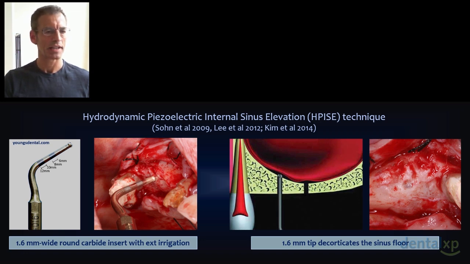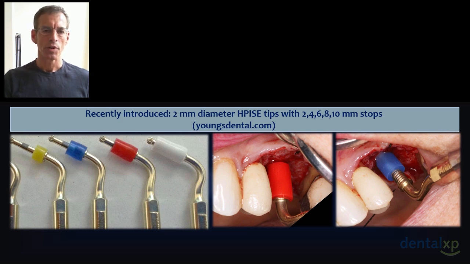And this was first reported by D.S. San, and there is a 1.6 millimeter carbide tip which cuts faster than a diamond tip that will decorticate the sinus floor. Recently introduced are these 2 millimeter tips with stops at 2, 4, 6, 8, and 10 millimeters and internal irrigation. So not only do they control the depth to which you can insert the tip, but there is water coming out of the tip which pushes the membrane away as you prepare your osteotomy.